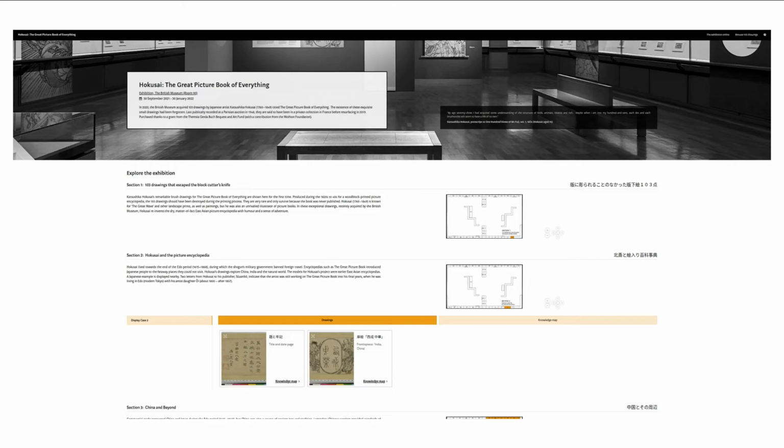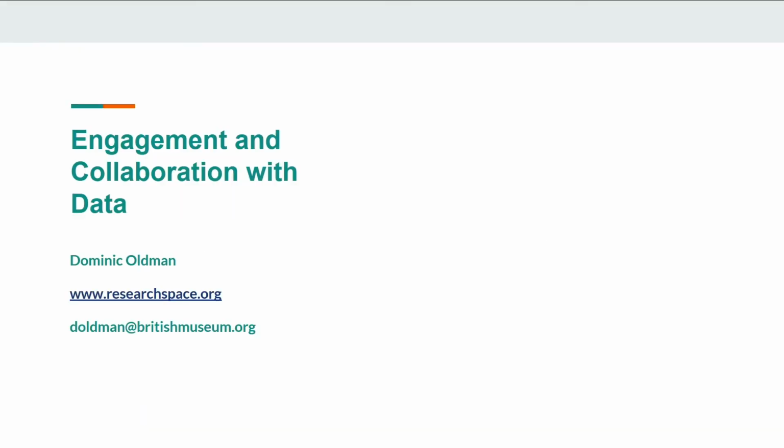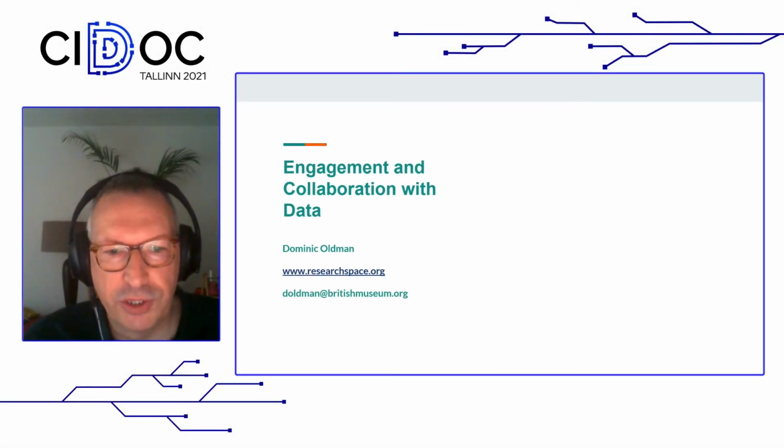And this data can come directly from the system into new interfaces. So this is an example of another project done called Late Hokusai, where the researcher was building up data related to the Great Picture Book of Everything. And then the exact same data that was being produced for that research is then reused directly into an interface that allows people to see the results of that research, but in a more curated way that works around the exhibition that was also put in place. And that's the end of my presentation, so thank you very much.